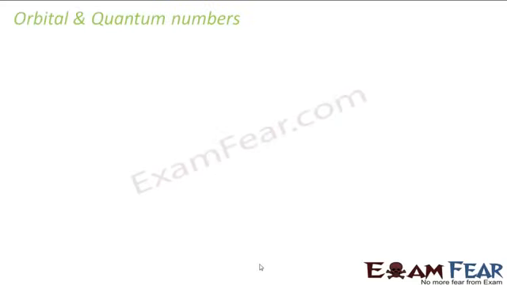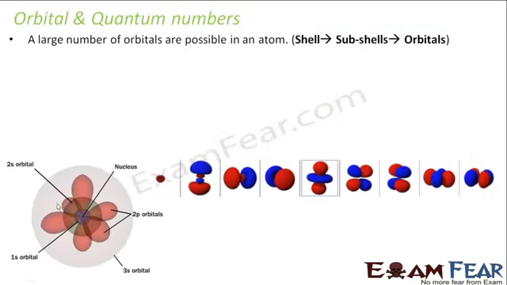So we'll talk about some orbitals and quantum numbers actually. If you see, there are a large number of orbitals possible. There is something called shell, and then we have something called subshells, and then we have something called orbitals. I'll discuss all this.